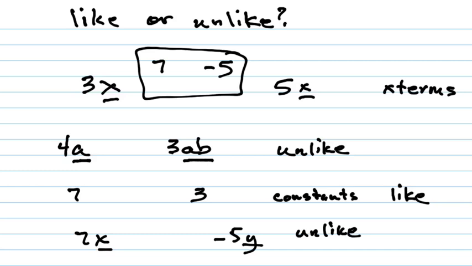They're both constant terms. The negative is just telling you that you're going to be subtracting, right? So 7 minus 5, of course, is 2. So they can be combined. So they're both constant terms.